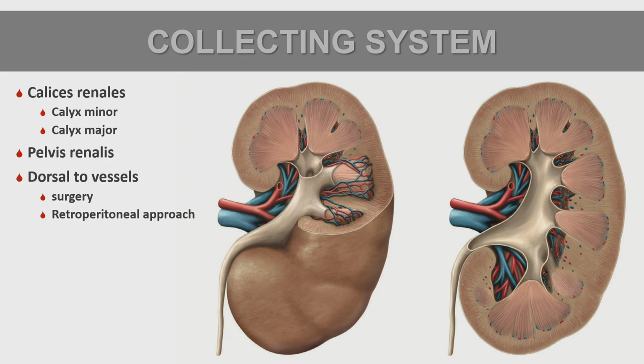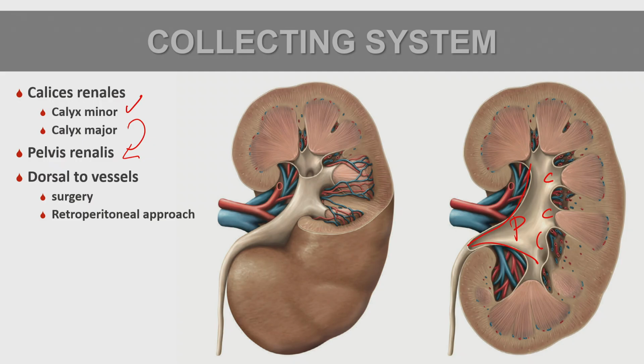Collecting system. The collecting system collects urine which is leaving the kidney parenchyma. The first line is calyx. Calyces renalis, renal calyces. Smaller and larger. Smaller are connected to one larger, and then they form a renal pelvis. This is a pelvis, and here you have calyces.